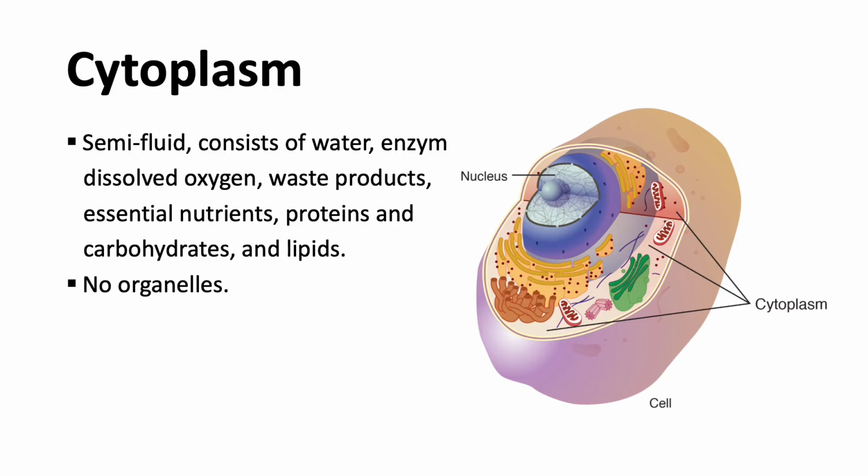The semi-liquid cytoplasm of prokaryotic cells consists of water, enzymes, dissolved oxygen, waste products, essential nutrients, proteins, carbohydrates, and lipids. This is a complex mixture of all the materials that the cell requires for its metabolic function. It doesn't have any organelles.